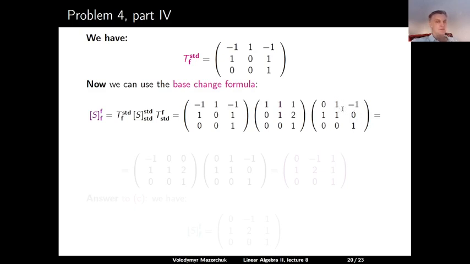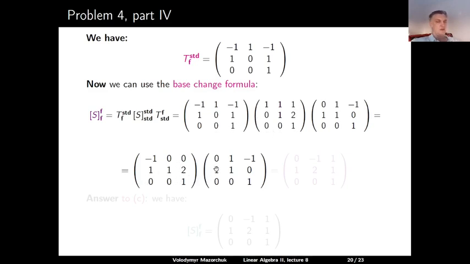So if we multiply these two matrices, we will get, so it's the middle minus the first and minus the third. So minus 1, 0, 0. Then the sum of the first and the third, 1, 1, 2. And then just the third row, 0, 0, 1.